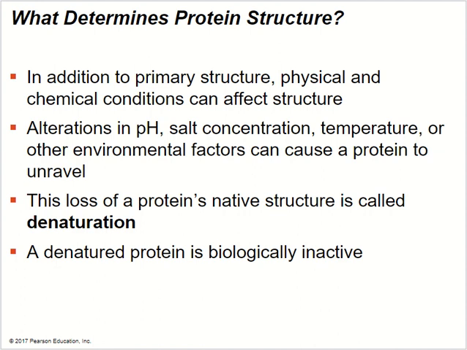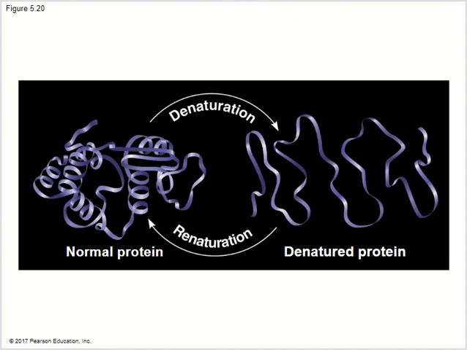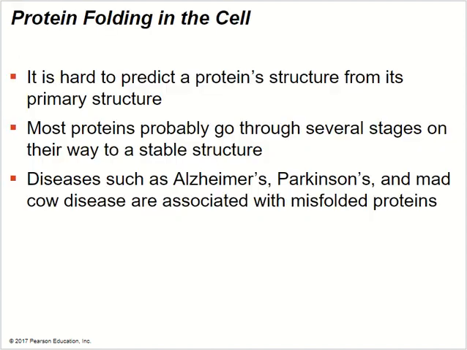A denatured protein is usually biologically inactive because the three-dimensional structure is what gives it its function. After a protein is denatured, it is not always possible for it to renature or go back into its three-dimensional structure. It is hard to predict a protein structure from its primary structure. Most proteins probably go through several stages on their way to a stable structure.